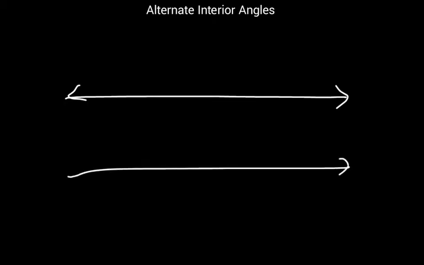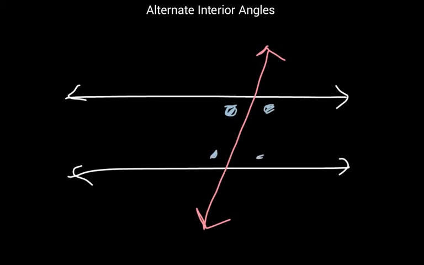Alternate interior angles are formed when you have a set of parallel lines, or two parallel lines, and then another line that crosses over them. And this pink line is called a transversal. So the two white lines are parallel, and the pink line is called a transversal. The interior angles are all the angles that are inside, these four angles that are all between the two parallel lines. Alternate means opposite sides.